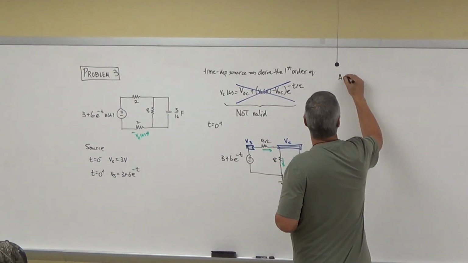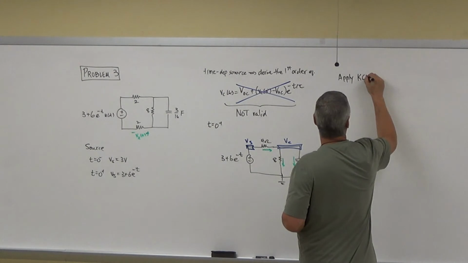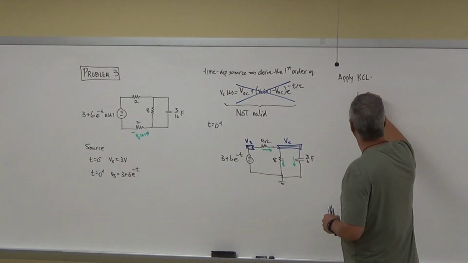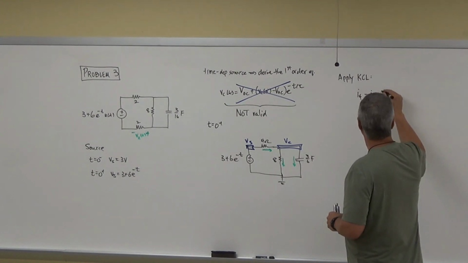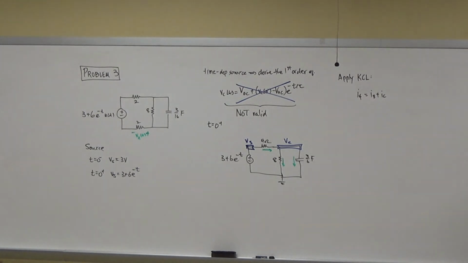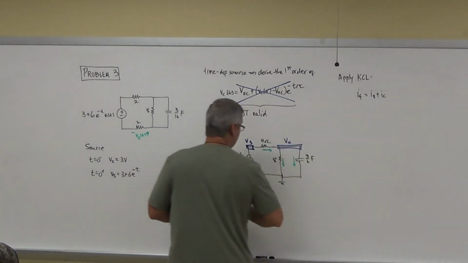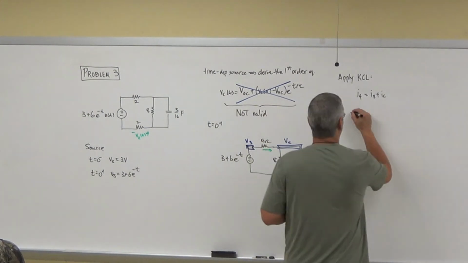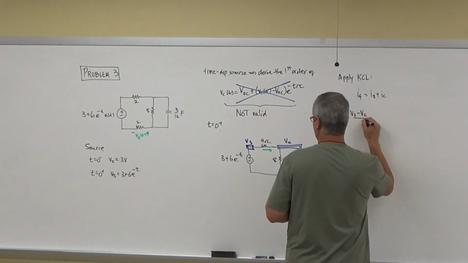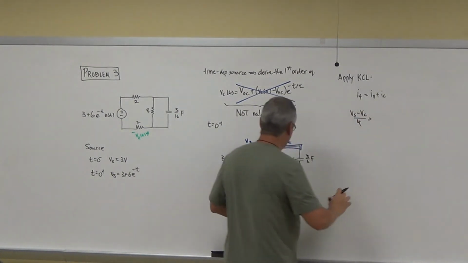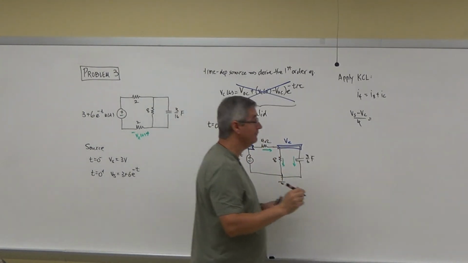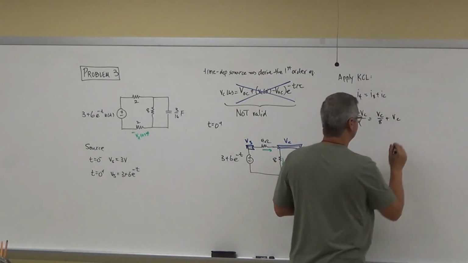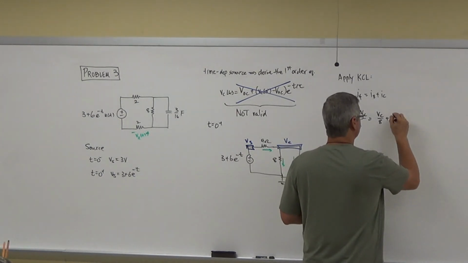So then I'm going to apply KCL. If I apply KCL, you could see that the current of the 4 ohm must be the current of the 8 plus the current of the cap. So if I look at the 4 ohm, well, look, there's the voltage right across this guy. So that has to be Vs minus Vc divided by 4. And this guy, you could see, is just Vc. So then I'm going to write Vc over 8 plus Vc. Plus IC, excuse me.